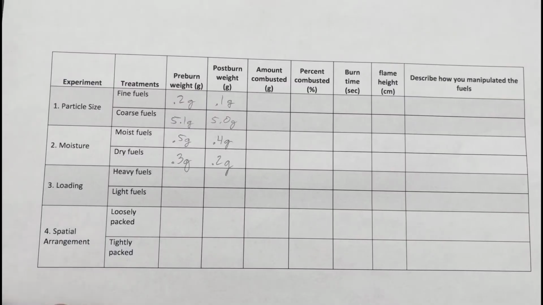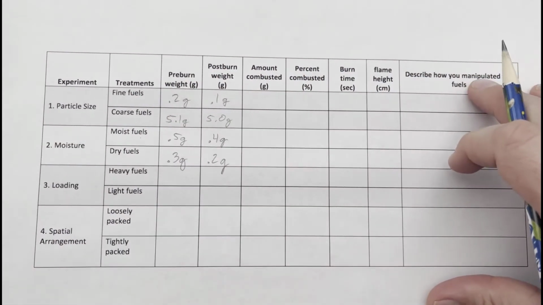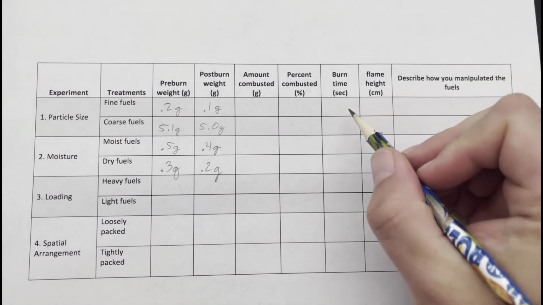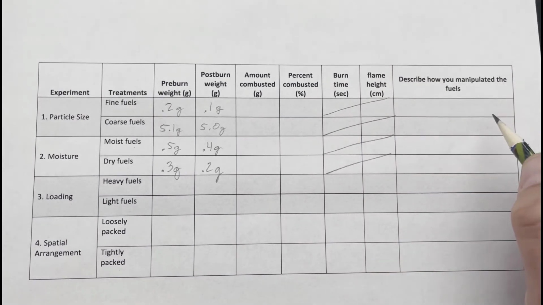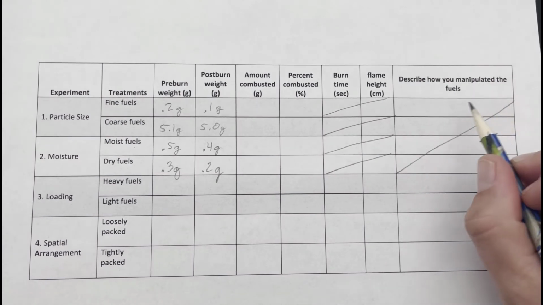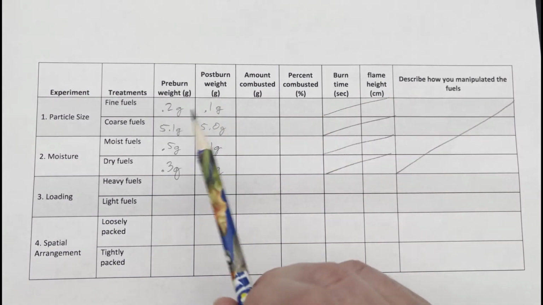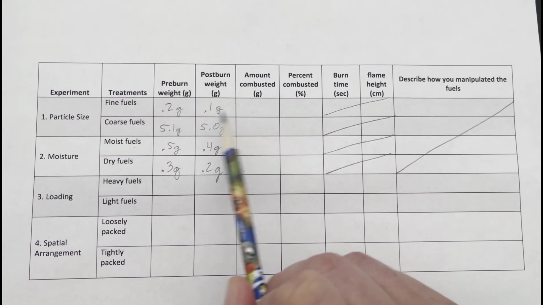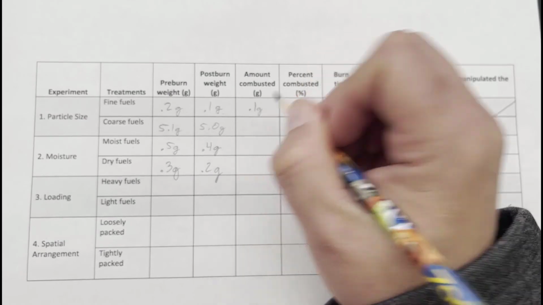All right, so now we want to finish up with the calculations in this chart here. So we can skip a lot of this. This was just a demonstration, so we're not going to worry about burn time. And we don't need to describe our fuels, but I do want to figure out the percent combusted. So pre-burn weight, this is what we started with. Post-burn weight here, amount combusted, so it's just pre minus post, which leaves 0.1 gram.